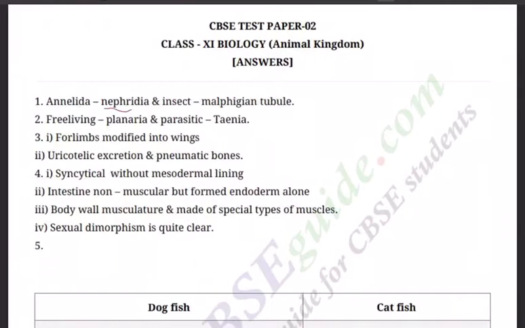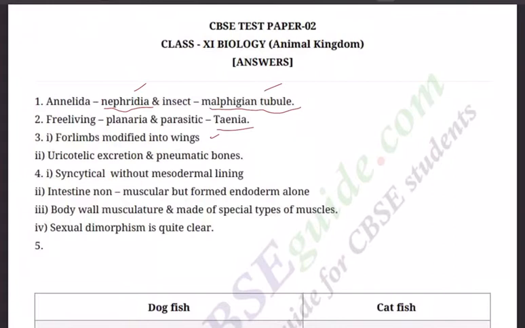1. Annelida. The excretory organs are nephridia. And in insects, of course, Malpighian tubules. Question 2. Free living is Planaria, and parasitic is Taenia solium. Then question 3. 1. Forelimbs are modified into wings. 2. Uricotelic excretion and pneumatic bones. These are the modifications.